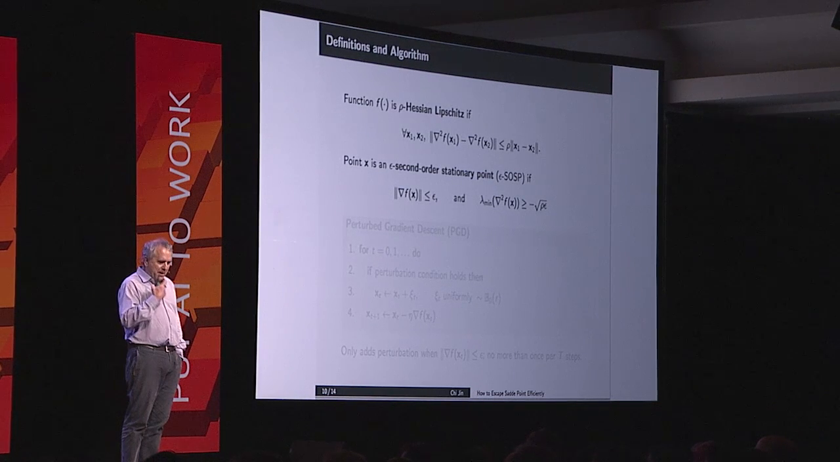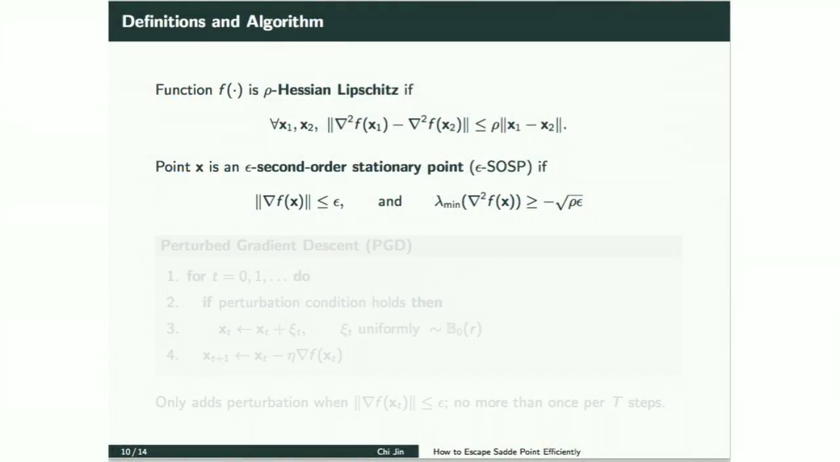Okay, so let's move on to the main point of this talk. What about second-order stationary points? We're going to be interested in saddle points in particular. We could be interested in local minima. So we're going to now look at a little bit more smoothness so we can prove a theorem. We're going to have Hessian Lipschitz.